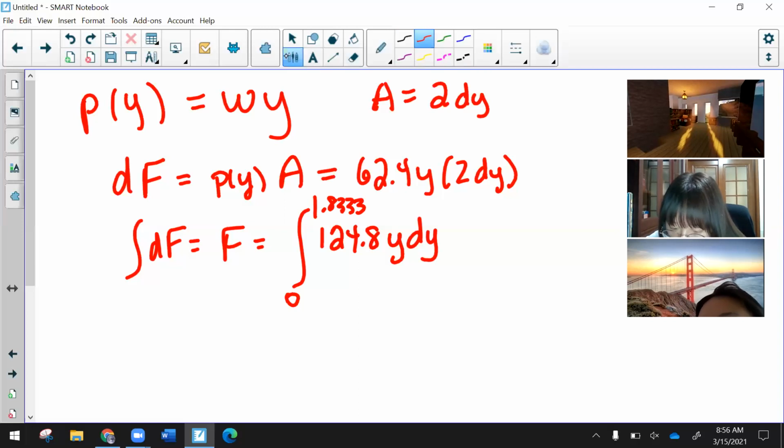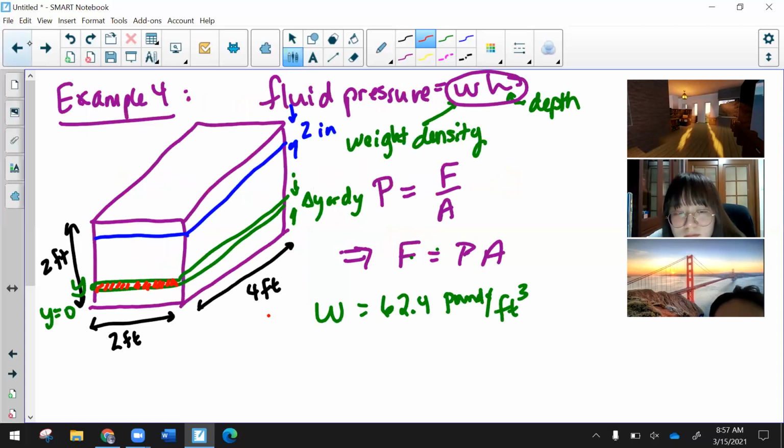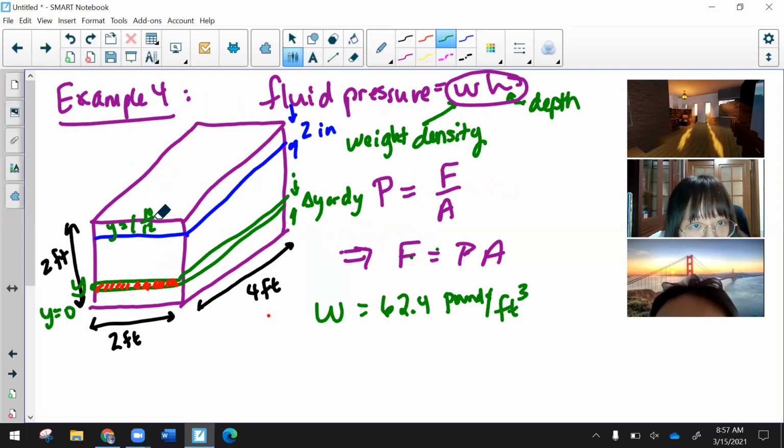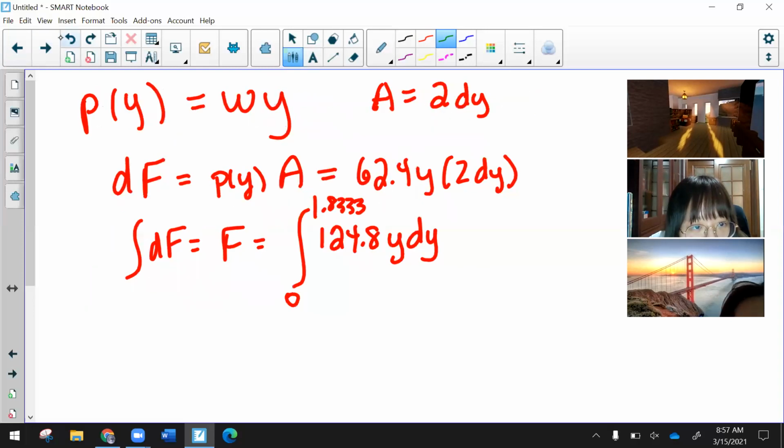Okay, does everybody understand where that top number comes from? All right, if we go back here, remember, the water level doesn't go all the way up to the top of the tank. It goes up to y equals 1 foot and 10/12 of a foot, because it's 2 inches away from reaching the top of the tank, okay? And then 10 divided by 12 is that 0.8333, okay?